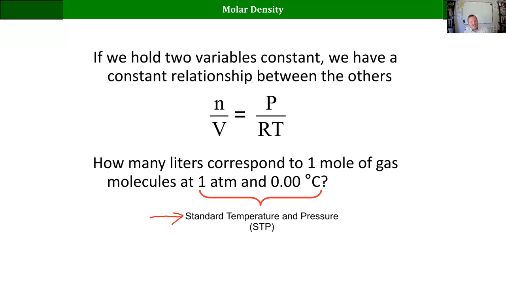So if we say, okay, these are my standard conditions, how many liters do I need in order to have 1 mole of gas? In this case, once again, you're given 3 pieces out of the 4. You're given everything but volume. And so if you start from PV equals nRT and solve for volume by plugging in 1 mole of gas, 0 Celsius, except put it in Kelvin, and plug in 1 atmosphere for your pressure, we can get a number for volume.